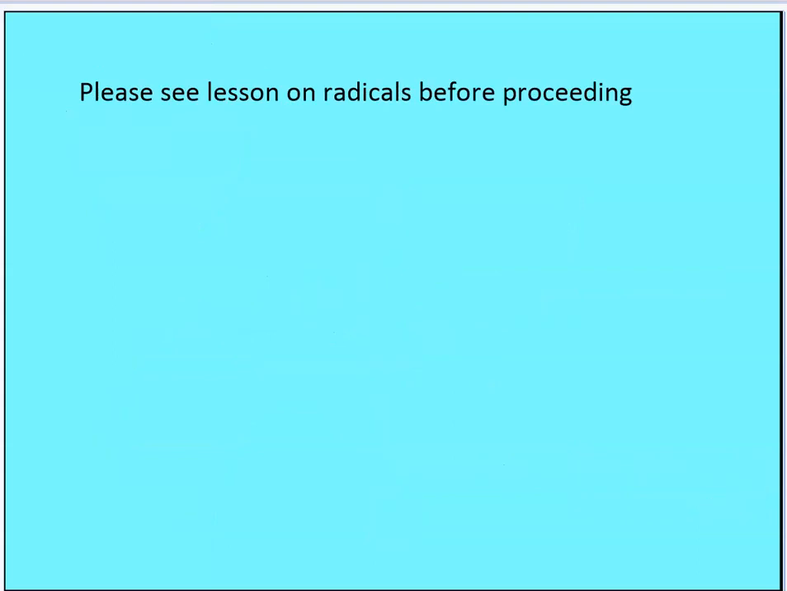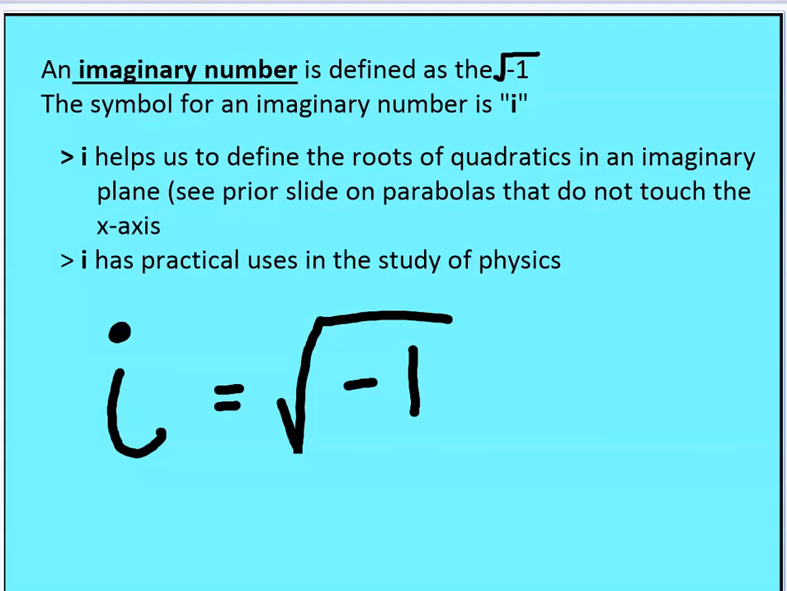All right, so let's talk about radicals. We're going to talk about imaginary numbers in the context of radicals. So an imaginary number is defined as the square root of -1. And the symbol for an imaginary number is i. It would be this lowercase scripted i is typically how it's written, but you can also write it as a lowercase i with a dot. i is going to help us to define the roots of quadratics in an imaginary plane.